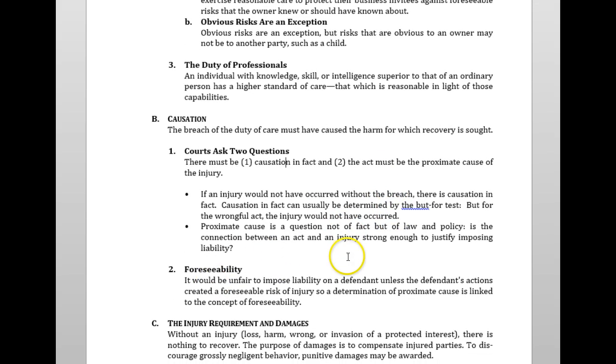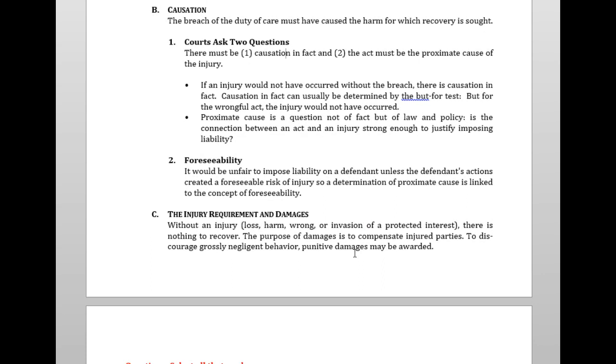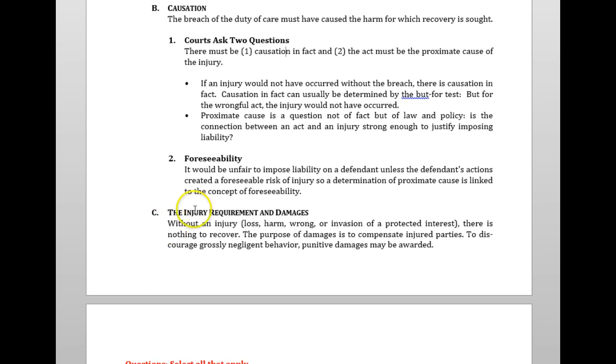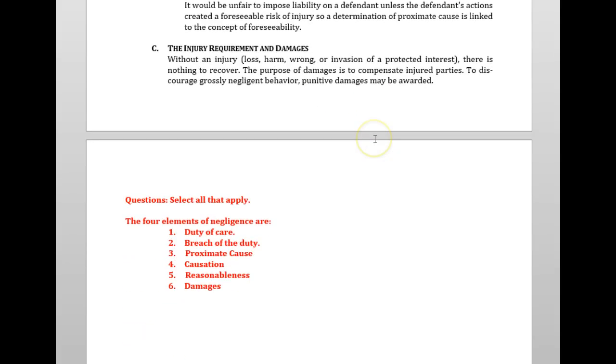And again, we looked at the foreseeability. And then, of course, you have to have damages, or you won't have a case. Your injury has to be obvious, and it has to have a measurement to it, such as damages. And here we come up with a question.